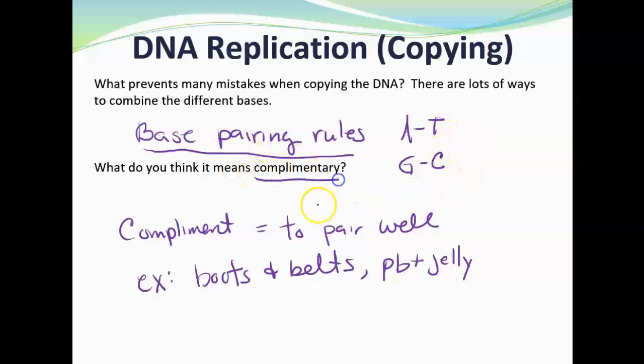Complementary is when two things go well together or pair well. So for example, if you're into accessories, boots and belts. If you're not, peanut butter and jelly. So you always want your purse to match your shoes and your belt, right, ladies? Or if you're going to eat something like a sandwich, you want peanut butter and jelly or hot dogs and mustard, whatever, okay?